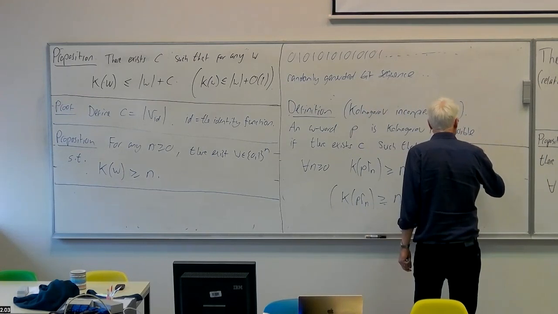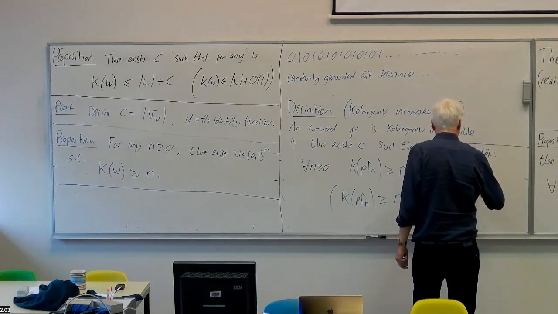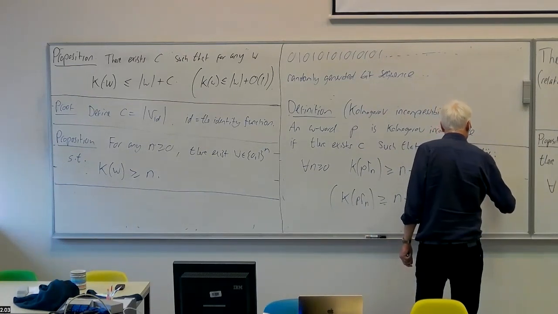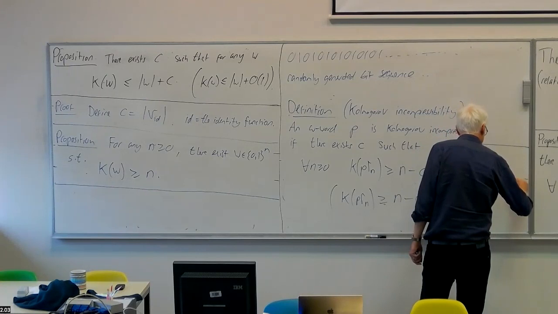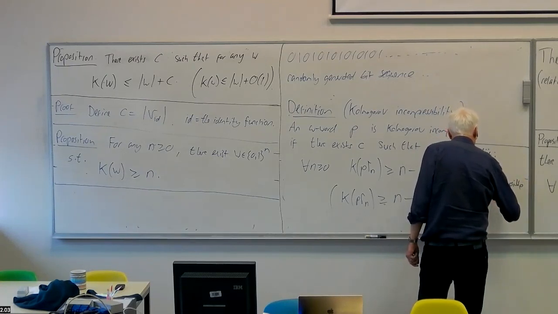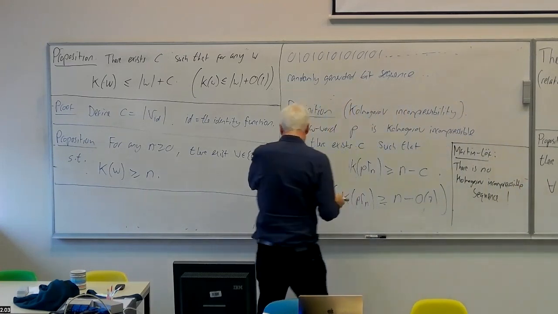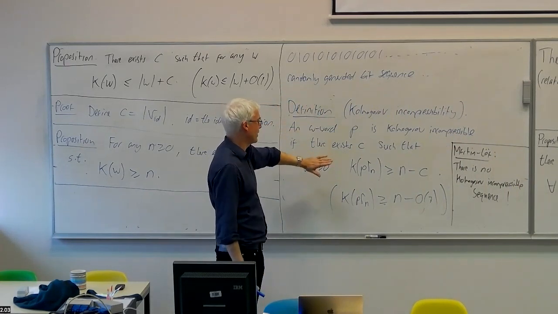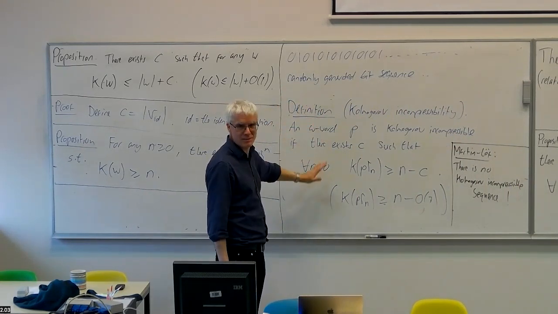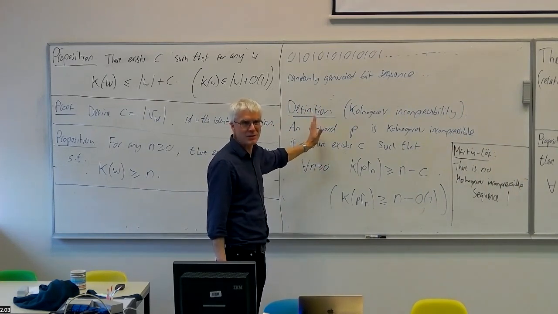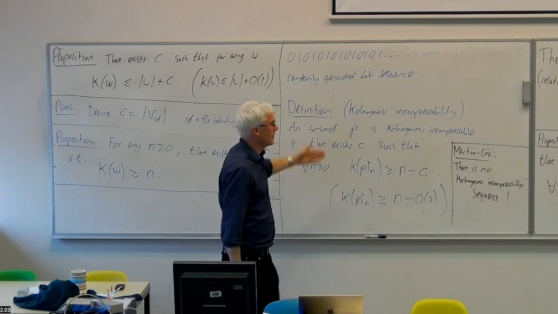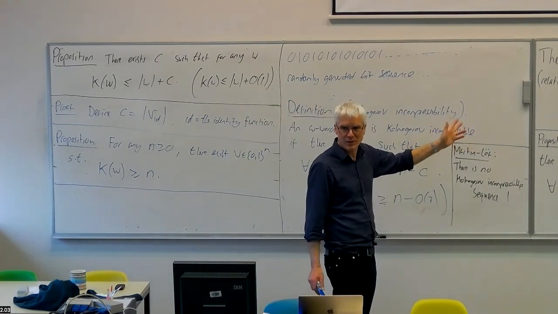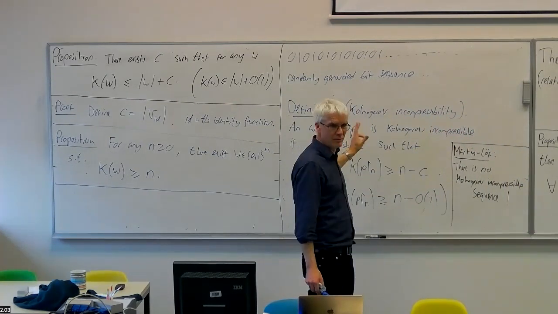And Martin-Löf showed there does not exist, so there is no Kolmogorov incompressible sequence. That's a kind of weird result to end on, because it looks like the notion of Kolmogorov incompressibility is doing something interesting, but actually it turns out that it doesn't make sense at all. But what I want to do in the next hour is show you that variants of these definitions, slightly more complicated, lead to a good theory of incompressibility.